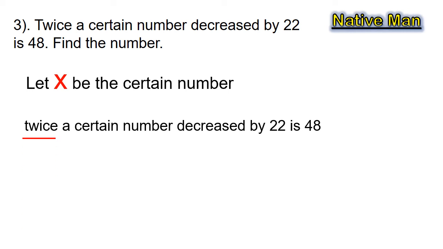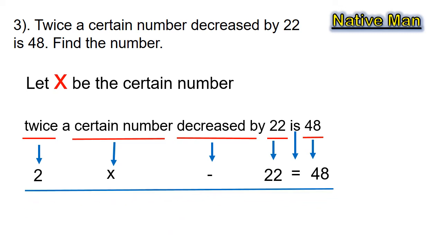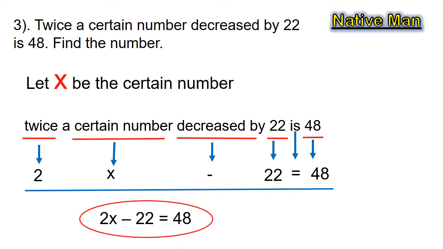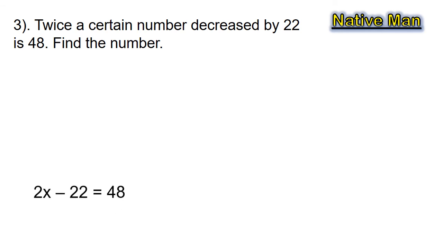First there is twice. Twice means 2. Certain number, sabi po natin ay x. So, we let this one as x. Decreased by is minus 22. So, decreased by 22, is equal sign and this is equal to 48. So, we have there our equation 2x minus 22 is equal to 48. So, pag tabi-tabihin po natin 2x minus 22 is equal to 48. That is our equation.